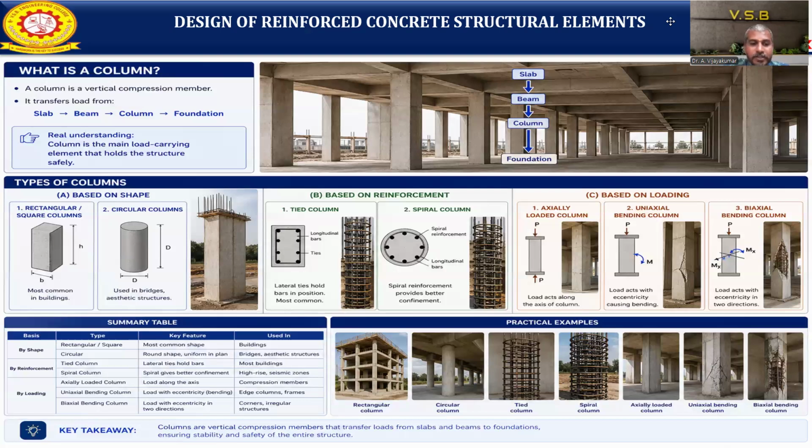What we need to understand is that columns are vertical compression members. The load is transferred from the slab to the beam and to the foundation. To ensure the stability and safety of the entire structure, the column is the most important element in our concrete structure.